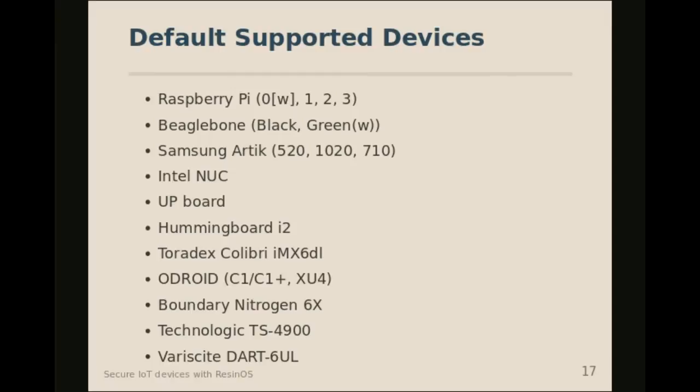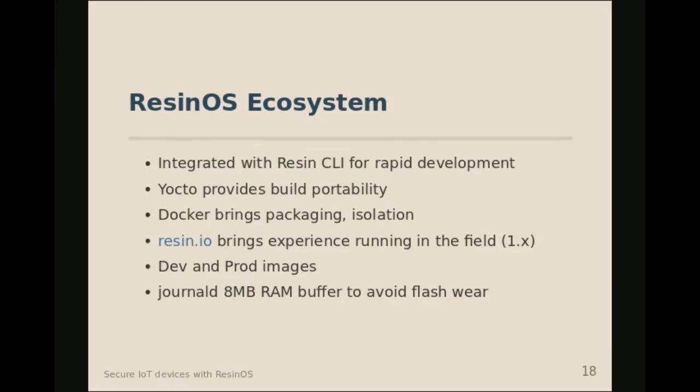ResinOS will run just out of the box. We have production builds for these devices: Raspberry Pis, BeagleBones, the Nuke. If you want to go higher end, we have a lot of people doing digital signage with a Nuke. Upboard is an exciting new one, and then there are a bunch of more industrial-focused boards. Because it's all free and open source and based on Yocto, if you're comfortable with Yocto, you can easily add your own layers and build it for your target architecture.